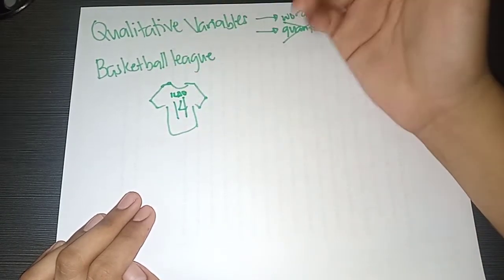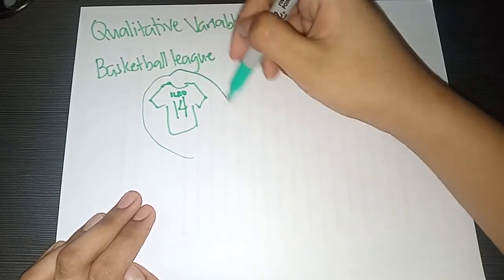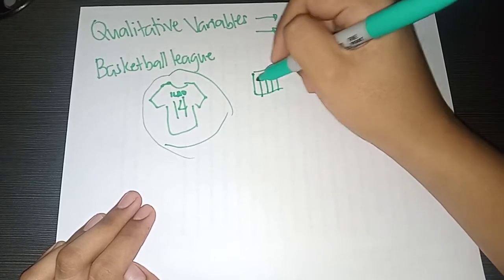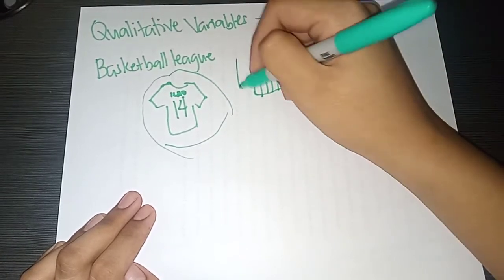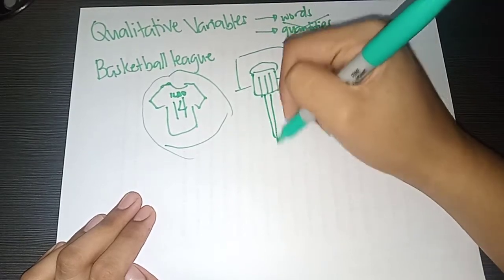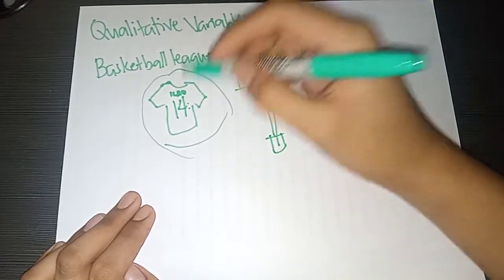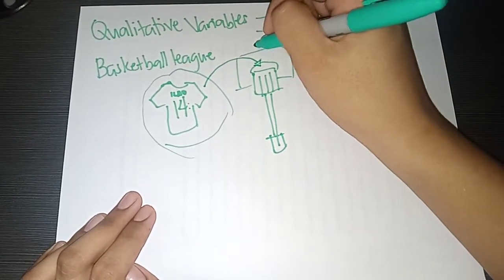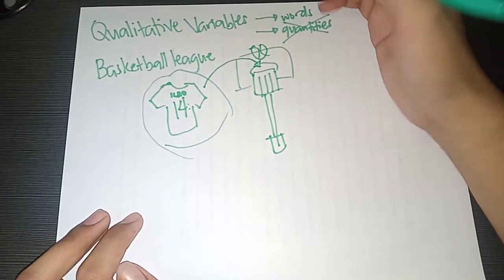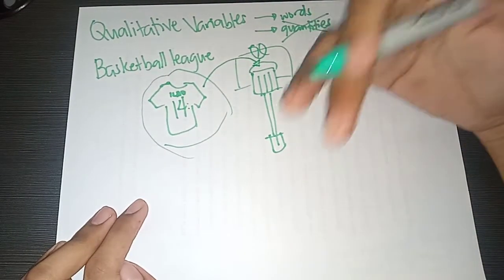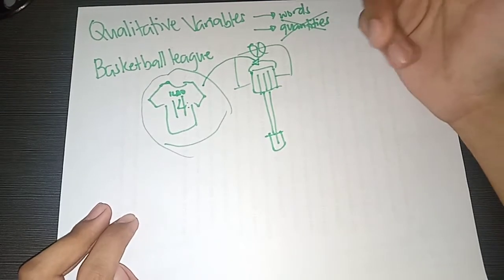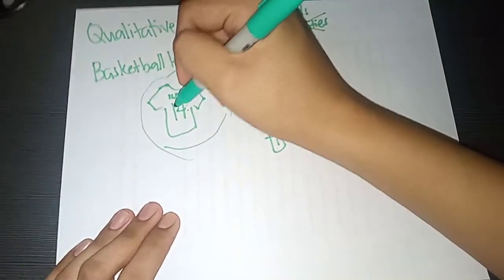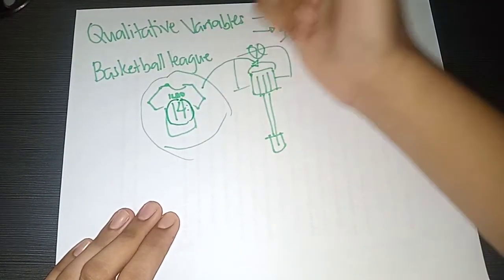So, for example, a certain basketball player with the jersey number 14 scored. Let's imagine this is a basketball hoop. The player wearing jersey number 14 scored a 3-pointer. Then the commentator would say, "And 14 made a 3-point score for their team." So we can say that 14 is a possible value.